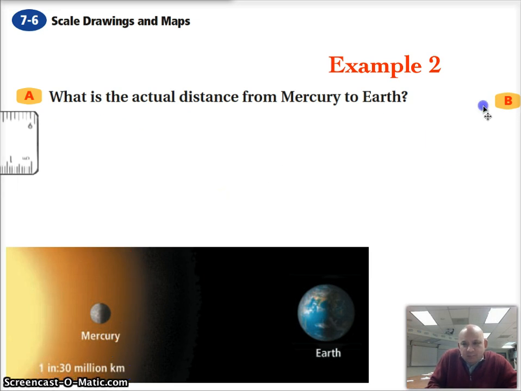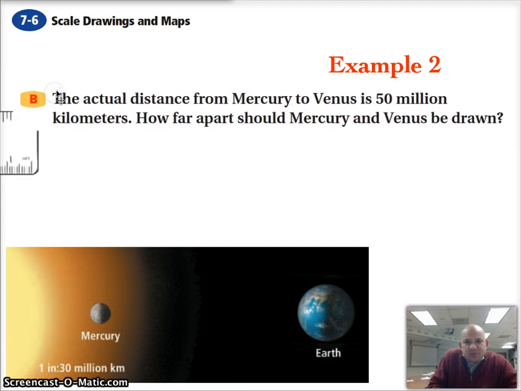We have one more problem, and it's the actual distance from Mercury to Venus. Now, it's not dependent upon this illustration. From Mercury to Venus is 50 million kilometers. How far apart should Mercury and Venus be drawn? So we're doing the opposite here. We're going to use the same scale. 1 inch is to 30 million. And this time, we're trying to figure out how much 50 million is. And what should that distance be in inches on a diagram?